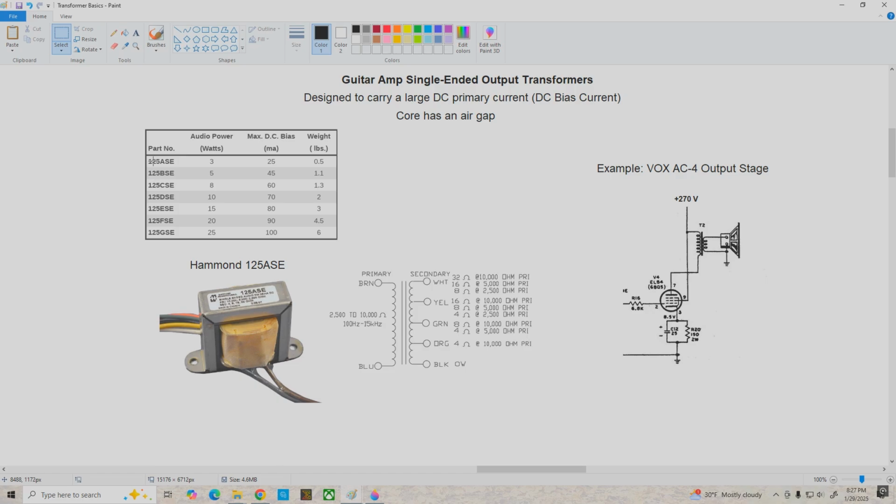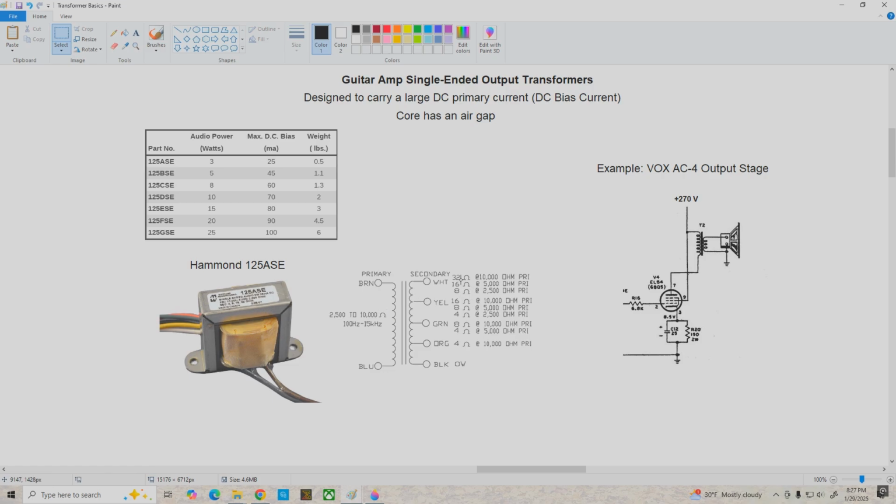this series, and we can see it's the lowest power version here. It's designed to deliver a maximum of 3 watts to a load. It can carry a maximum primary bias current of 25 milliamps, weighs half a pound. And here's the transformer, and here's the schematic symbol for it.